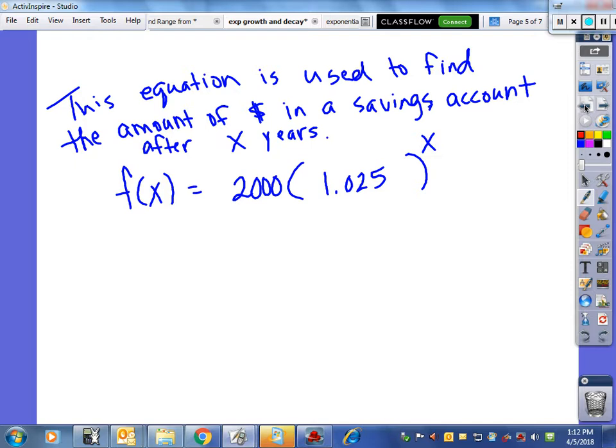Okay, look at this one. What's my initial amount? 2,000. Is this going up or down? This is increase. This is a 2.5% increase. How many years or whatever? We don't know. X could be anything. We don't know.